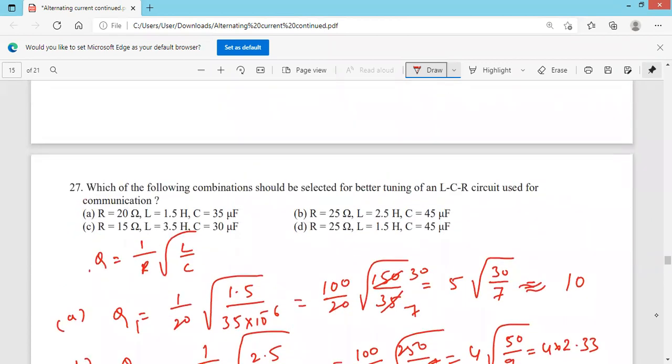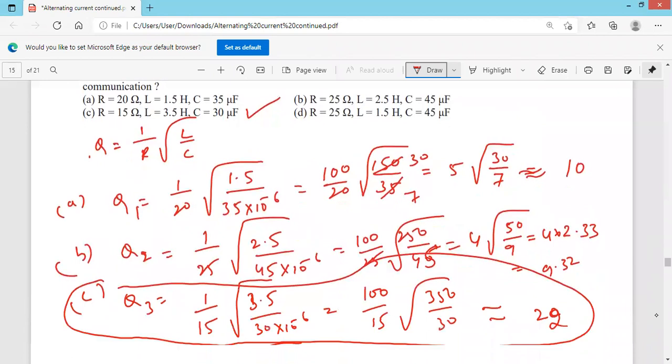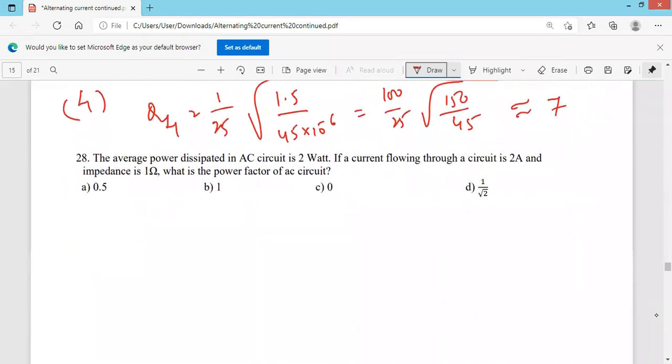So this is used for communication. Which of the following combinations is used for better tuning of the LCR circuit, meaning for which the quality factor has to be more? Therefore, that one is option C. Option C is the correct answer.